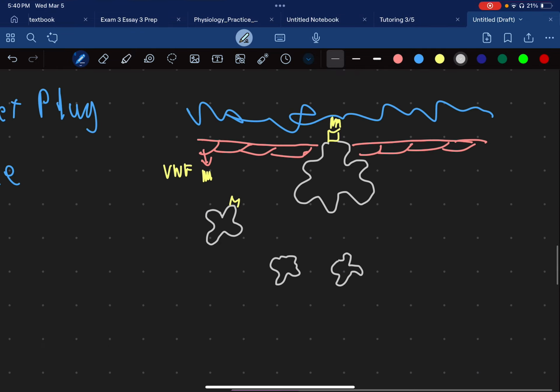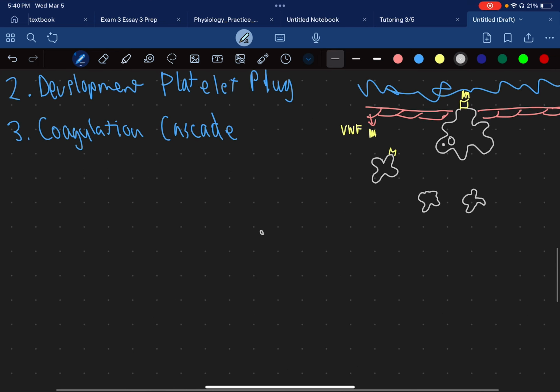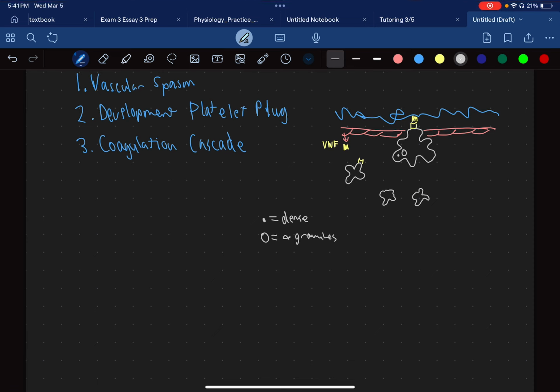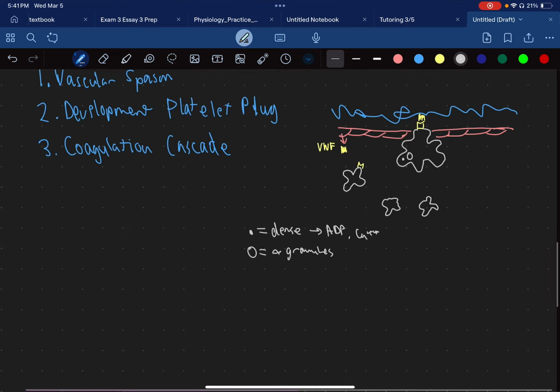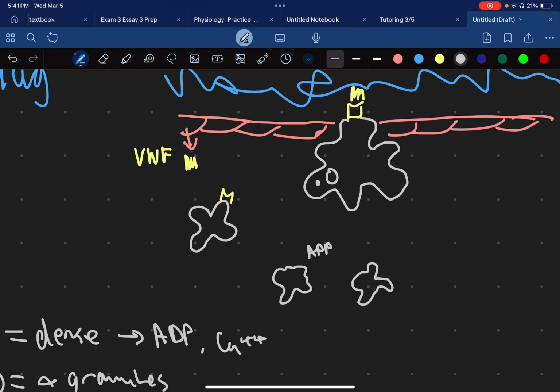Okay, so I forgot a step. Inside this cell, we have these things called granules. So I'll just make a chart over here. We have dense granules and we have alpha granules. The dense granules are going to release ADP and calcium. Why does that matter? Because these platelets that are floating along here, if ADP comes along, it's going to activate them. And it's going to cause them to get bigger like the other one.